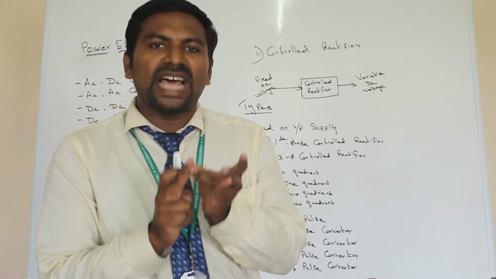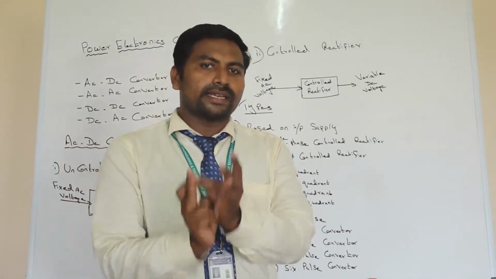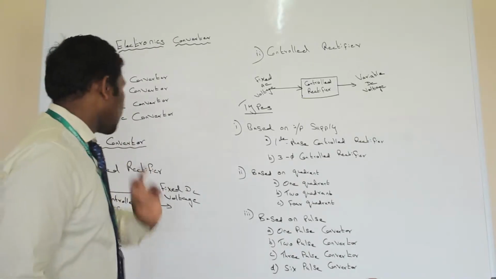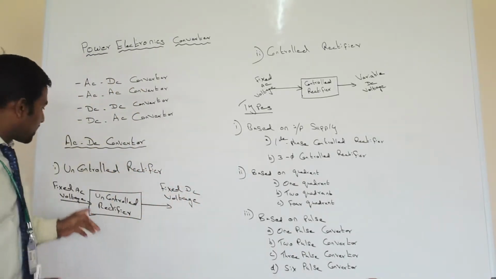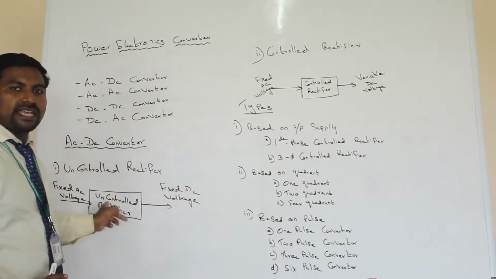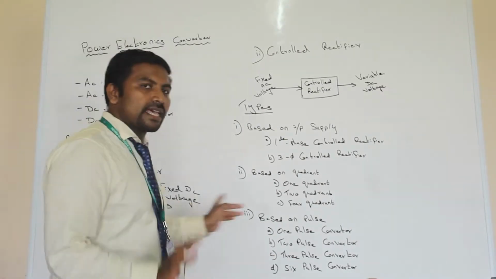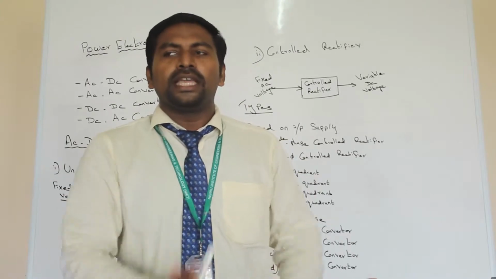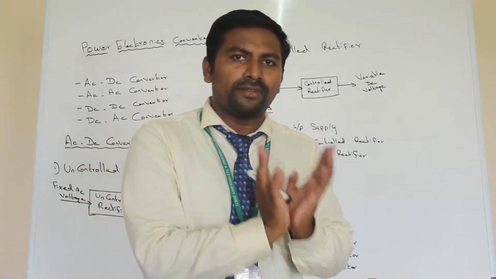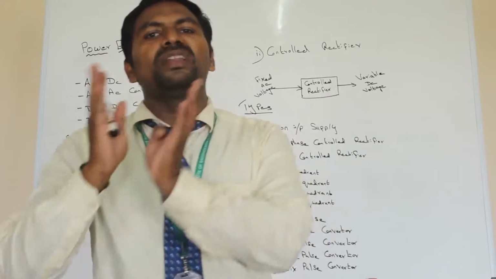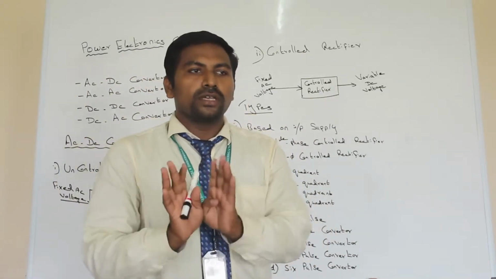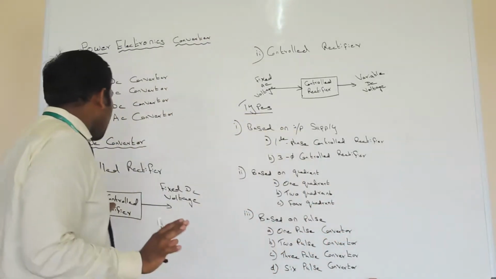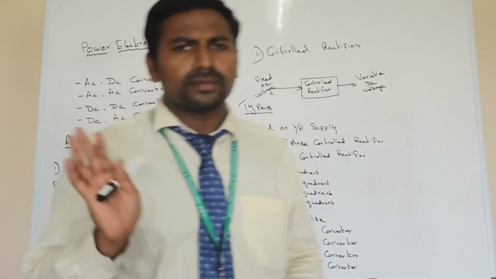Mostly with the help of a diode, if you are designing a rectifier circuit, it is called an uncontrolled rectifier circuit. So in the uncontrolled rectifier circuit, the input fixed AC voltage is converted to a fixed DC voltage. So you won't get a controlled output voltage. Whatever input you are giving, the same input will be converted to DC. So it is not a controlled thing. So it is called an uncontrolled rectifier circuit.